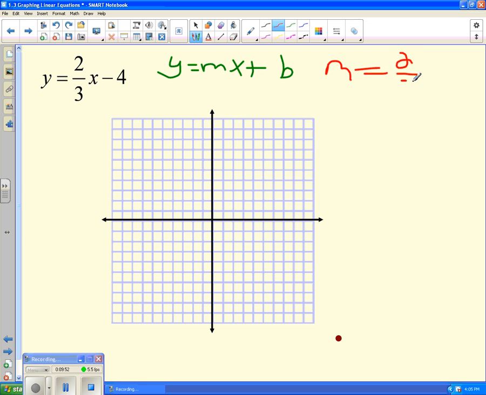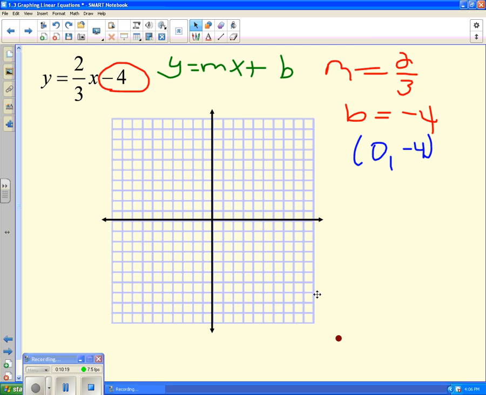My y-intercept is going to be this minus 4. You want to make sure you pick up the sign right here. So the y-intercept is going to be -4. So we begin with b. That means our first point will be at the point 0, -4. That's your y-intercept. So I'll go down here, I grab my point, and I go to 0, -4, which would be right there.